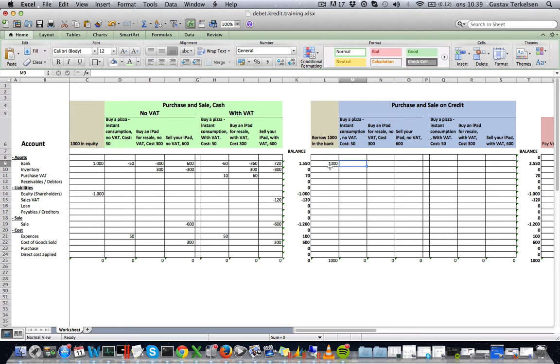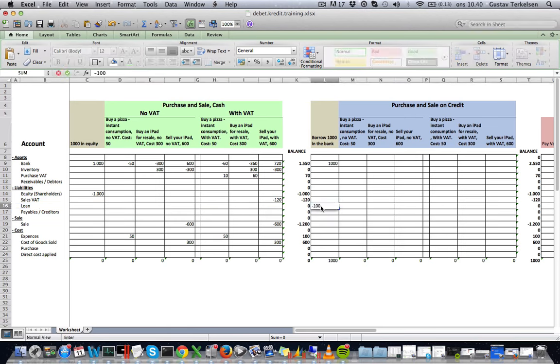But we also have to counterbalance this, or counterbook this, with another credit of 1,000. So this is a debit of 1,000, and we have to do this down in the liabilities. The place to do this is on the loan account down here.